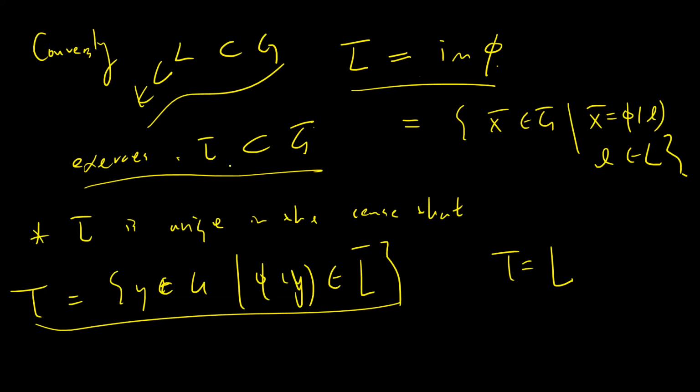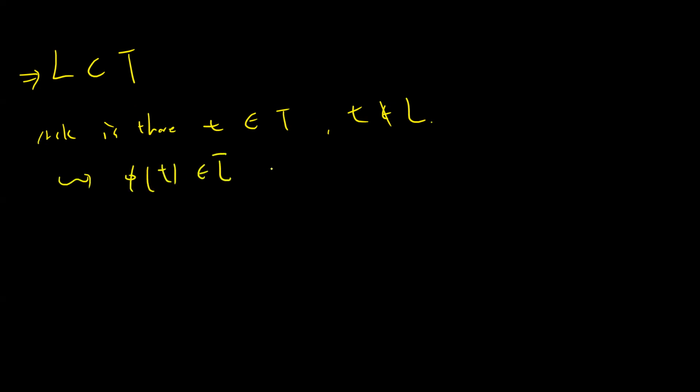Now you can check that because L bar is defined to be the image, I ask about the inverse. So L will be a subset of T. We need to ask: is there an element T belonging to T which does not belong to L? Let's see if such a T exists. If such a T exists, we know that phi of T must also be in L bar. So by definition of L bar, phi of T will be phi of L for some small L belonging to L.